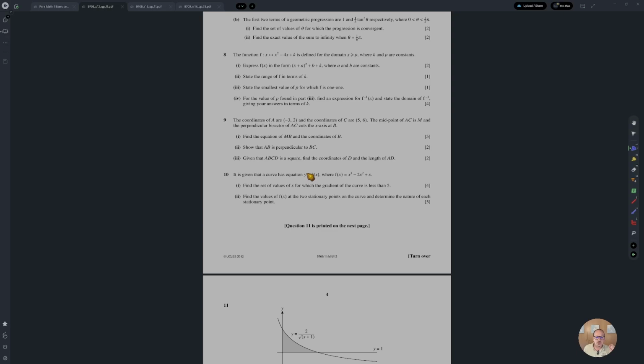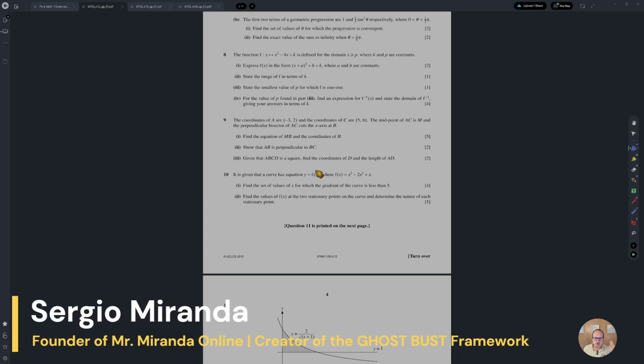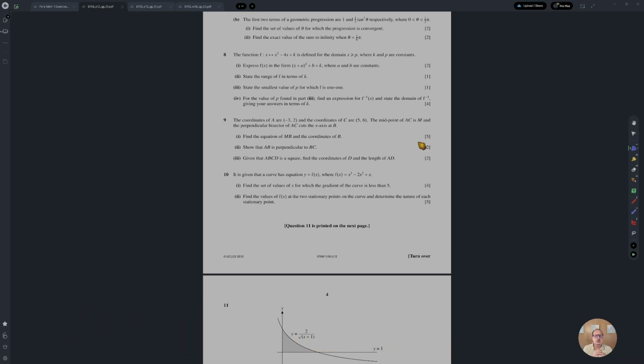We're now solving the master questions for this chapter, for lesson 3 on this chapter. The first one is question 10 from paper 11, May-June 2012. It says, it is given that a curve has equation y equals f of x, where f of x equals x cubed minus 2x squared plus x. Find a set of values of x for which the gradient of the curve is less than 5.